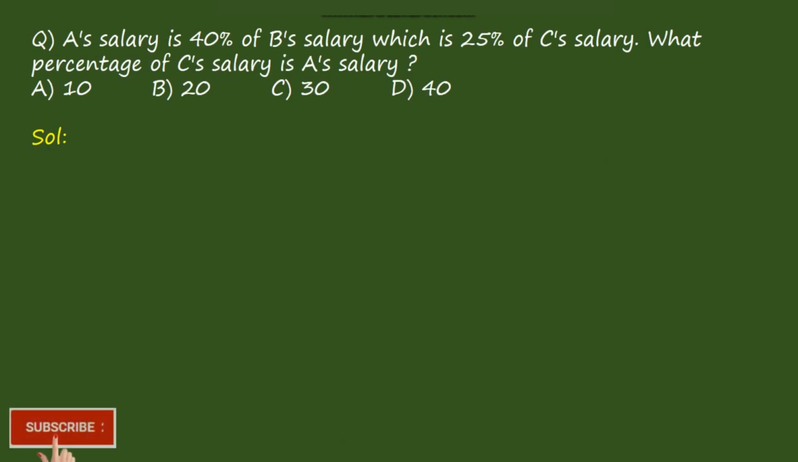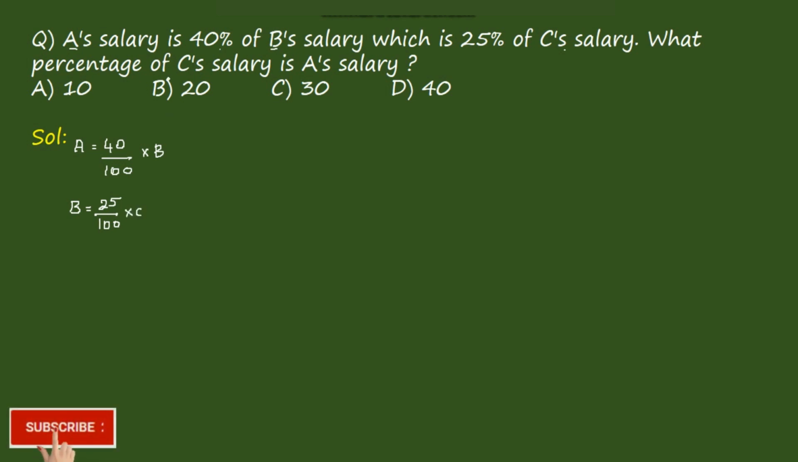Coming to the next question. A's salary is 40% of B's salary, which is 25% of C's salary. What percentage of C's salary is A's salary? First we understand the question. They're saying that A's salary is 40% of B's salary. So we can consider A is equal to 40% of B, which is 40 by 100 into B. And again they are saying which is 25% of C. Then B is equal to 25% of C. Then it becomes 25 by 100 into C.